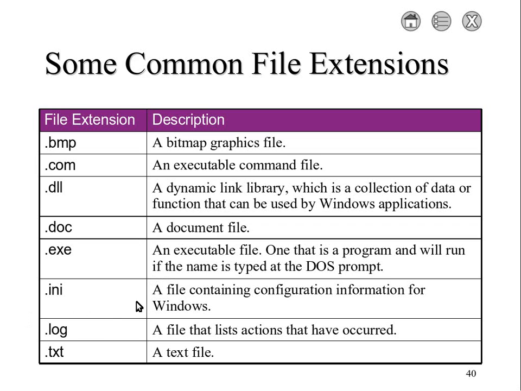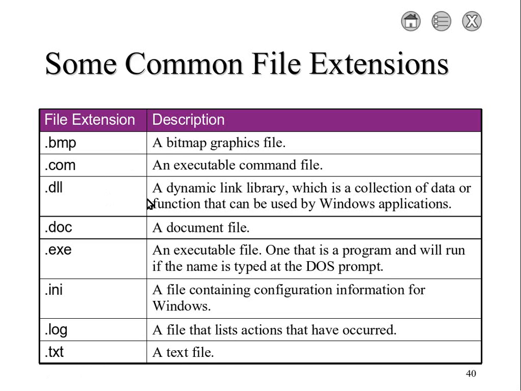An INI file has configuration information in it to initialize something. A log file records what happened while the operating system was running, or some program was running. It would record things in a log file. And we mentioned a text file before. Those are just some examples of extensions.